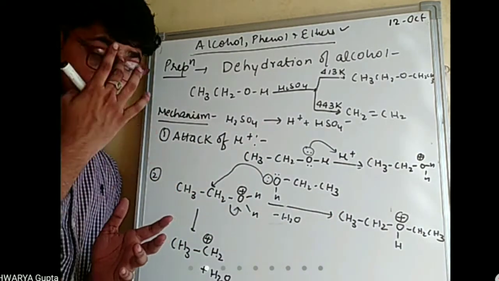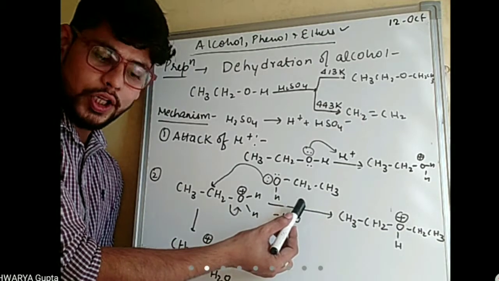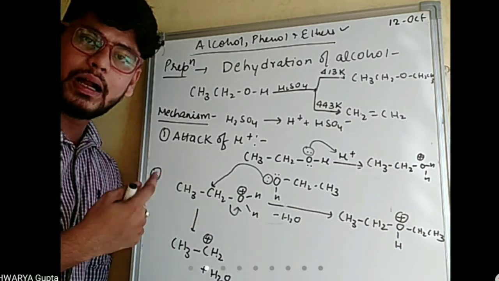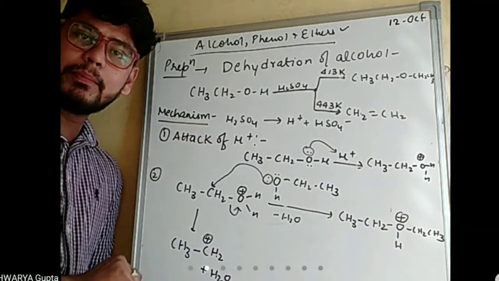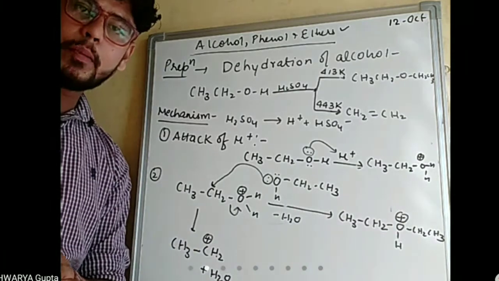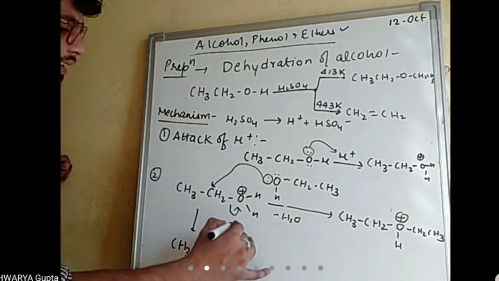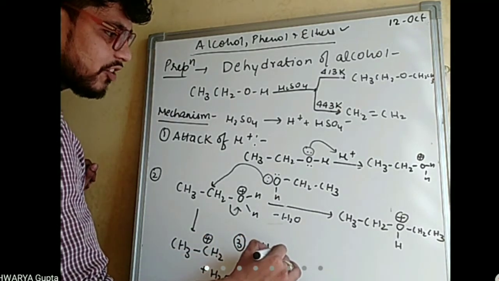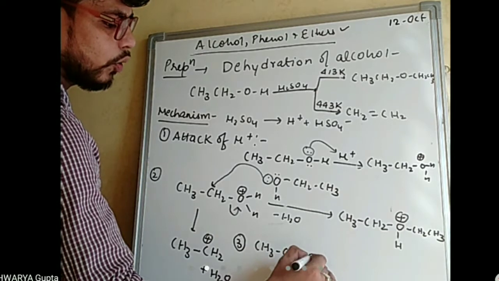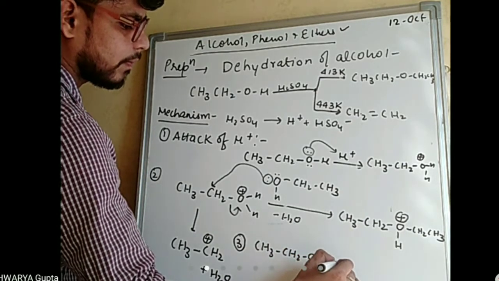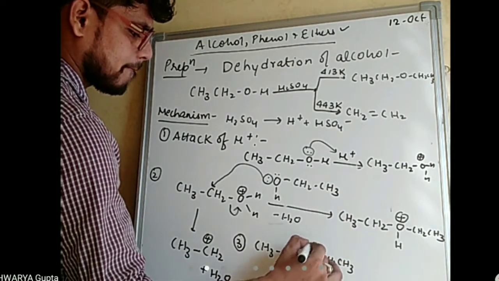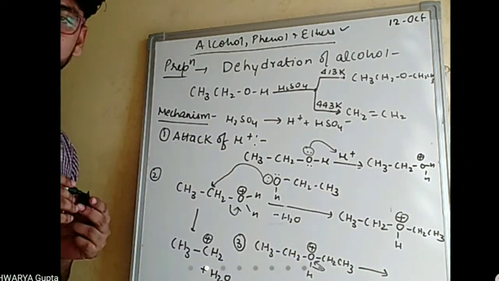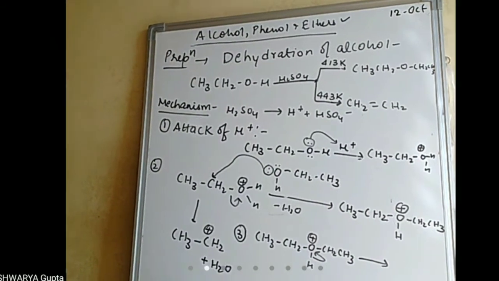The other alcohol molecule can also attack on the carbon atom, because this carbon will become electron deficient when this oxygen takes up the electron. So there will be formation of this species, and the third step will be the same, that is the removal of hydrogen as H plus. That is, this hydrogen will be removed. Just a minute, I will zoom it out.